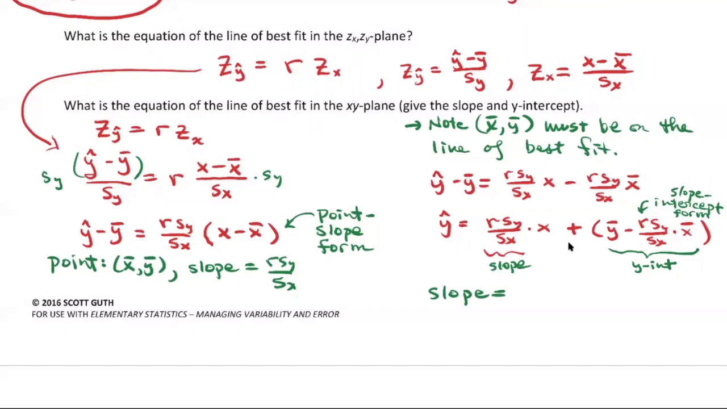The slope of the line is r sy over sx. The y-intercept is y bar minus this r sy over sx. That's just the slope again. So I'm going to just write the word slope times x bar. So this is going to give this line that we were looking for.